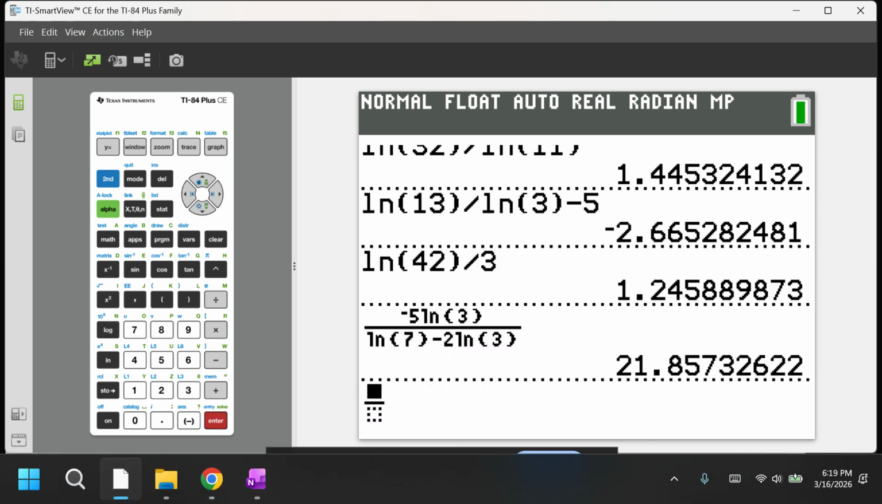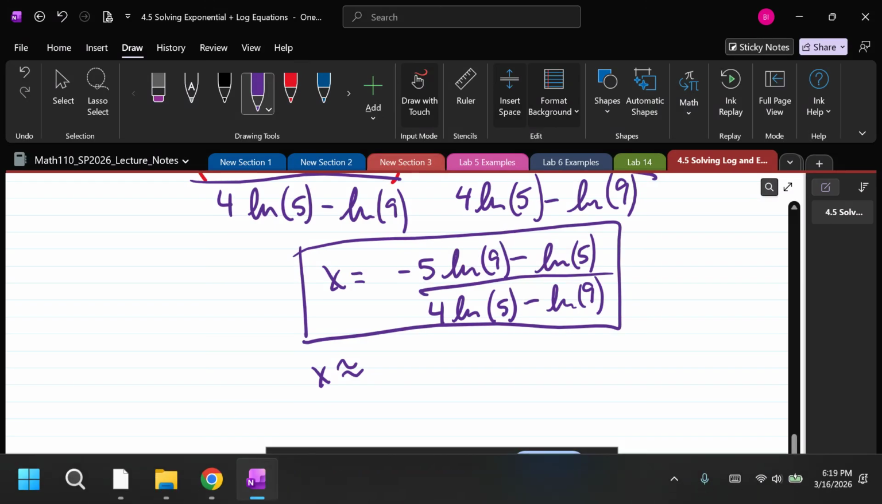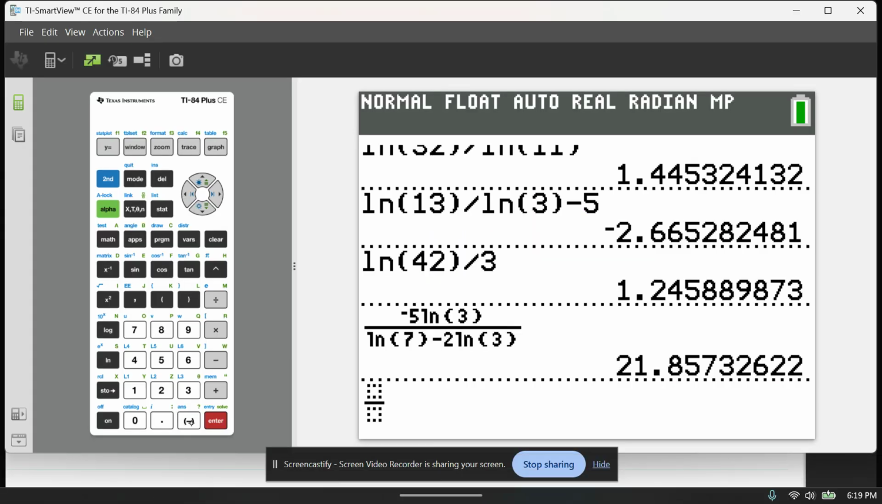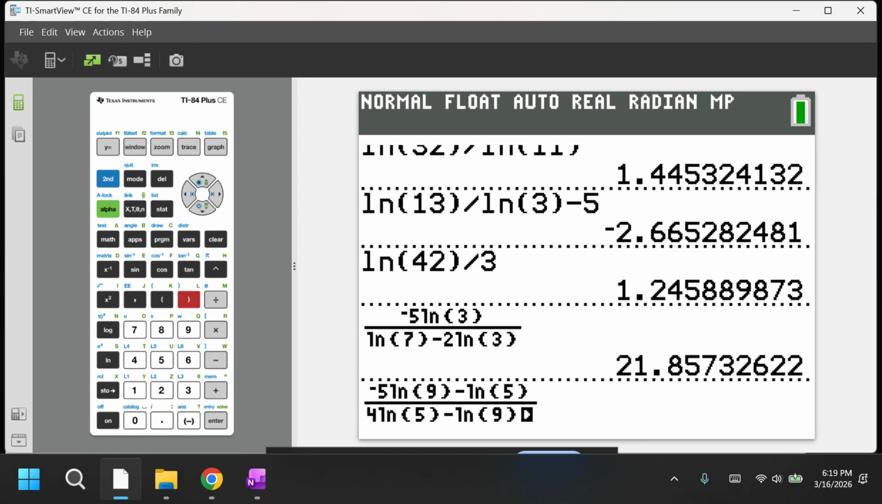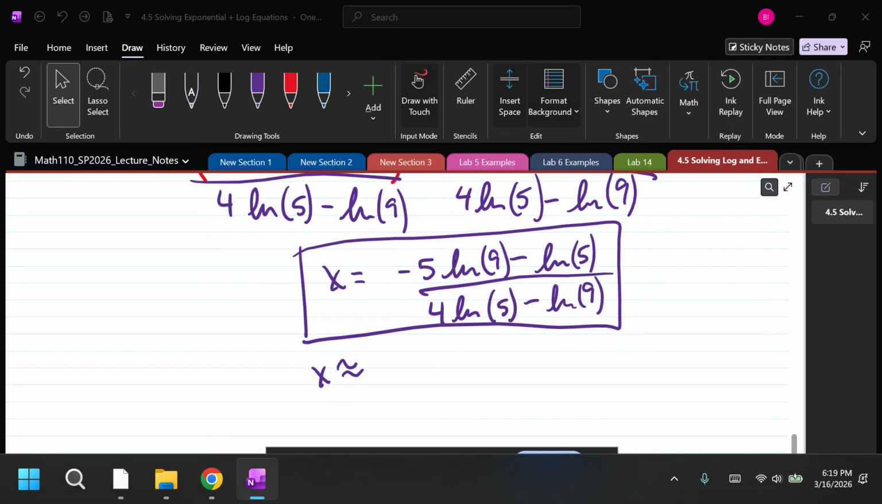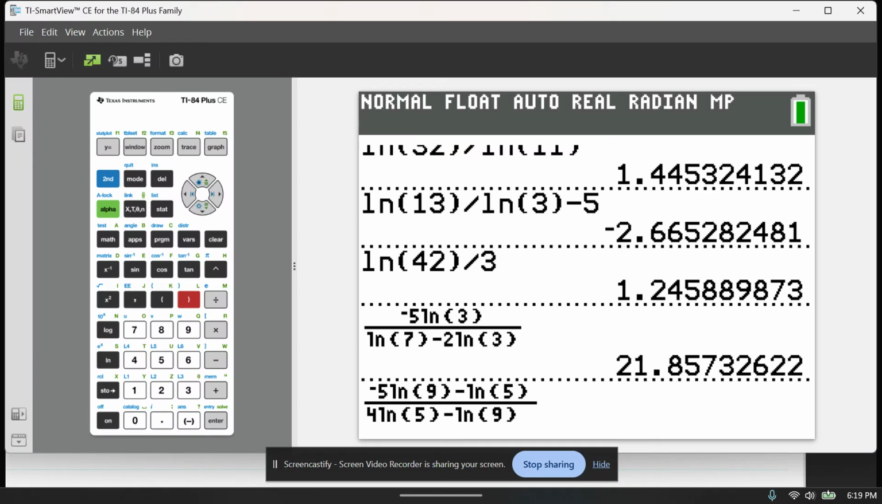And then I'm putting in the top negative 5 natural log of 9 minus natural log of 5. Negative 5 natural log of 9, close the parentheses, minus natural log of 5, close the parentheses. On the bottom, I had 4 natural log of 5 minus natural log of 9, I believe. Yes, that's right. So I've typed it in exactly how I had it written for my exact solution.